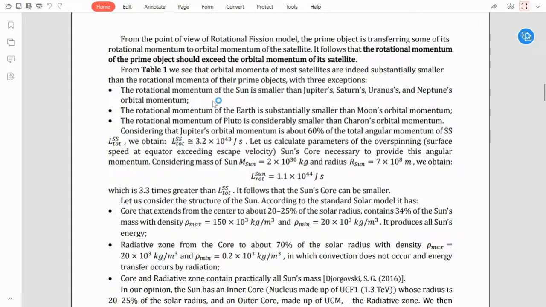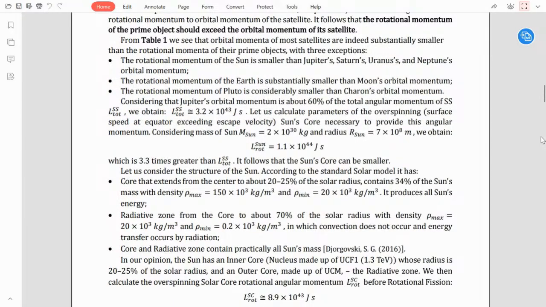The rotational momentum of the Sun is smaller than Jupiter's, Saturn's, Uranus's, and Neptune's orbital momentum. The rotational momentum of the Earth is substantially smaller than the Moon's orbital momentum. The rotational momentum of Pluto is considerably smaller than Charon's orbital momentum.